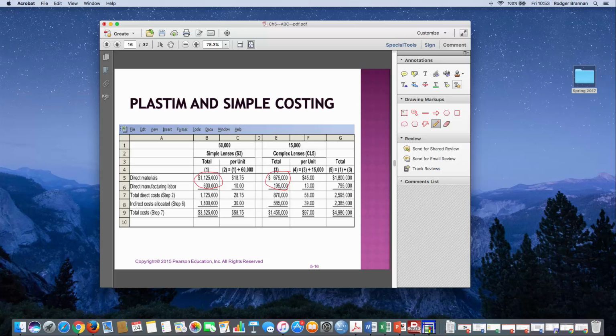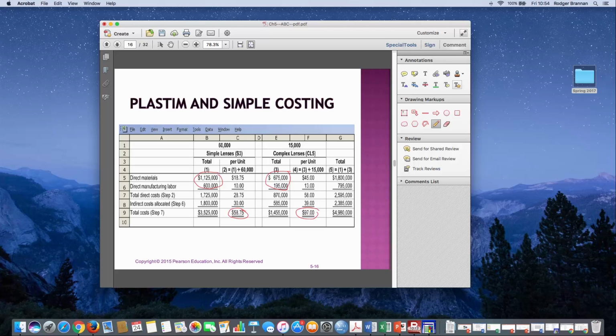And the allocation here is the 1.8 million times the number of hours that it takes. Don't worry too much about figuring out how many hours. They're simply giving you the numbers here. You could back into it to figure out what the number of hours are. But nonetheless, you allocate these costs, and I come up with a cost per unit here of 58.75 for the simple and 97 for the complex.